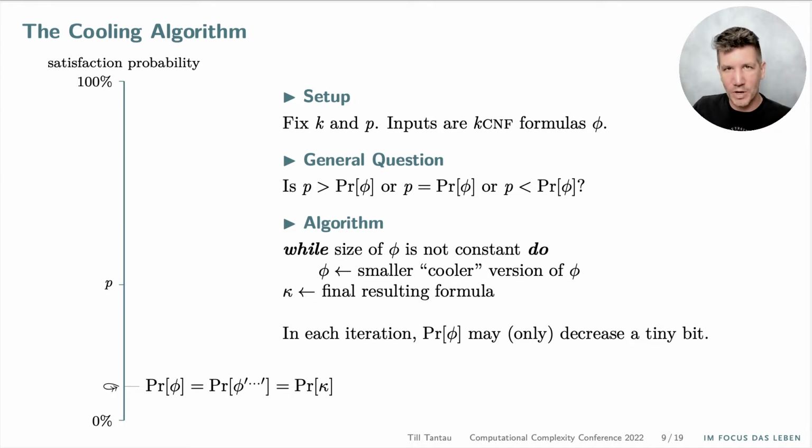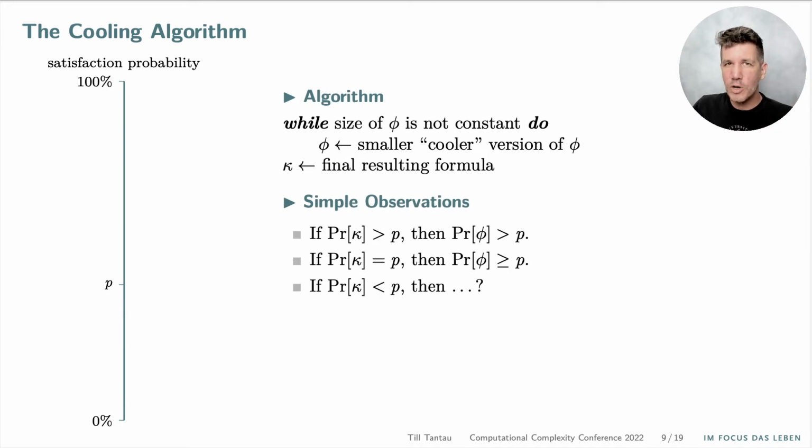Now, I haven't told you anything about how it works in detail, but there's one observation we can make, something very simple. Observe that the last kappa, this constant size thing, that probability we can compute because it's constant, you just look it up. So what you can do is look at the last one. If that is above p, well, then certainly the original formula also had a satisfaction probability above p.